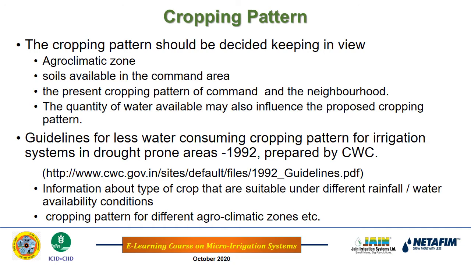Then the quantity of water available may also influence the proposed cropping pattern, because if abundant water is available, you can think of growing crops which you can support through that abundance of water. But if the water is scarce, then you need to restrict to crops which require less water, and those would be the ones you would plan in your cropping pattern.